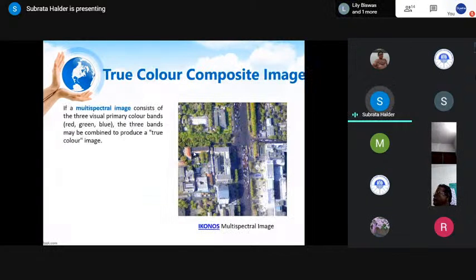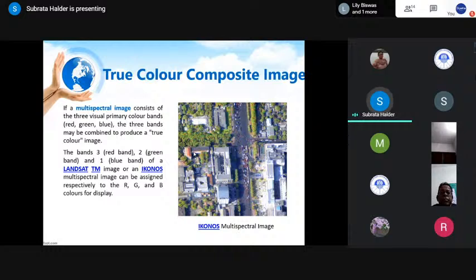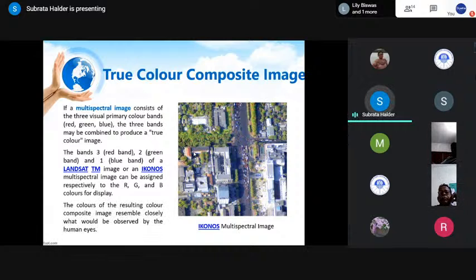True color composite image. If a multispectral image consists of three visual primary color bands, red, green, and blue, the three bands may be combined to produce a true color image. Band 3, the red band, band 2, the green band, and band 1, the blue band of a Landsat TM image or IKONOS multispectral image can be assigned respectively to red, green, and blue colors for display. The colors of the resulting color composite image resemble closely what would be observed by the human eye.